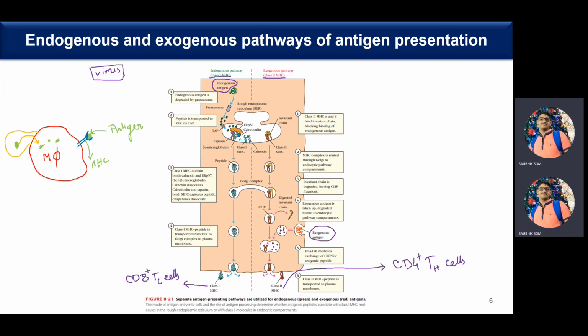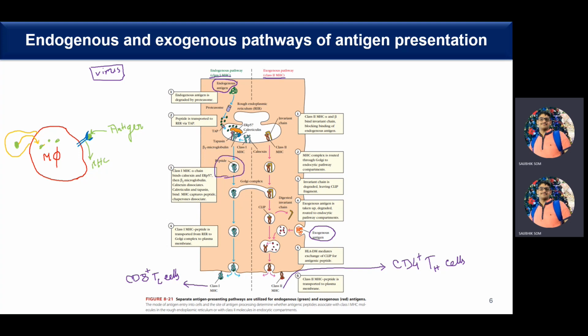It is some part of the DNA. It can be viral RNA or viral DNA, anything. Then inside the cell, inside the rough endoplasmic reticulum, there are several factors like calreticulin, ERP57, TAP. There are several other factors which help in processing of those antigens, and now that antigen binds to this MHC molecule here.